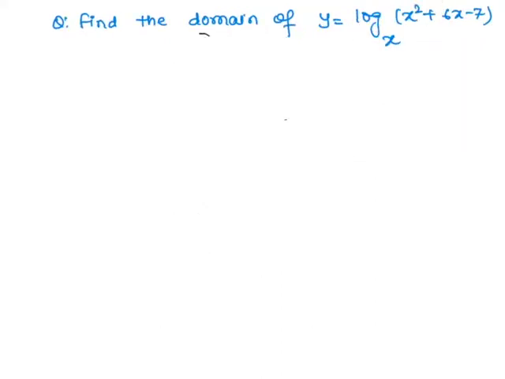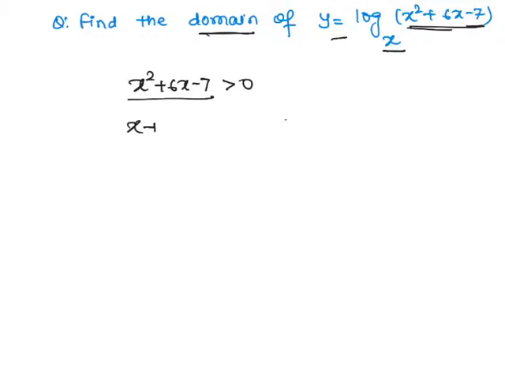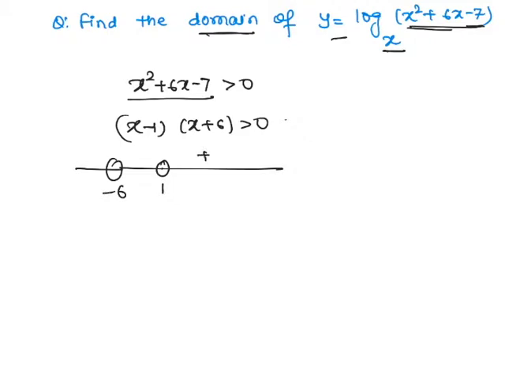Next problem is find the domain of y equals log of x squared plus 6x minus 7 with the base x. Now again we know the argument should be greater than 0. So x squared plus 6x minus 7 should be greater than 0. We can factorize this one: x minus 1 into x plus 6 greater than 0. Again 1 is not included, open bracket, minus 6 also not included, so open bracket, plus minus plus. So which portion will come? The positive portion. Correct? That is x belongs to minus infinity to minus 6 union 1 to infinity.